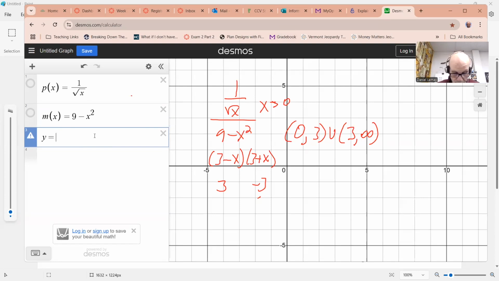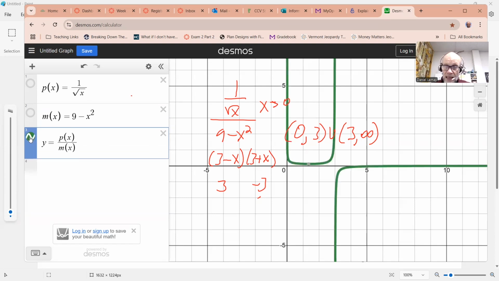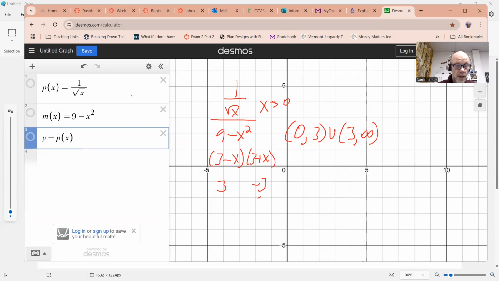So P of x divided by M of x to graph it. And yeah, that's exactly what we're seeing. See, we get the two vertical asymptotes. Okay, let's do P of M of x and see what happens.